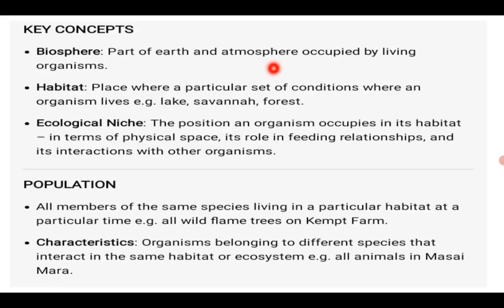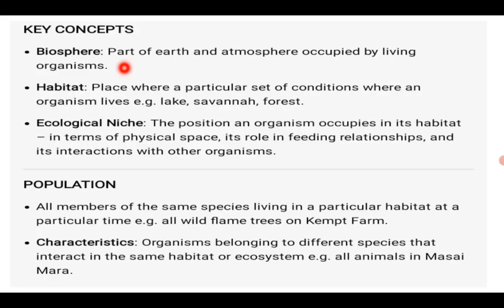Biosphere is part of the earth and the atmosphere which is occupied by living organisms. Remember, bio means life. A sphere is just a region or a particular portion of the earth. The earth has different spheres. It has a part which is surrounded by water, that's called hydrosphere. There's a part that is the solid part of the earth, called the lithosphere, which consists of the soil, the rocks, and the other components.